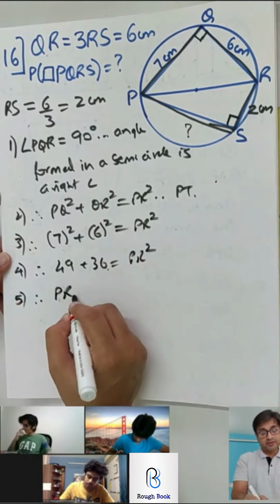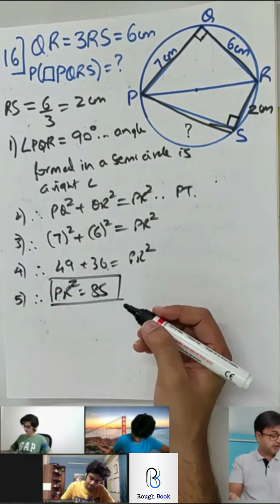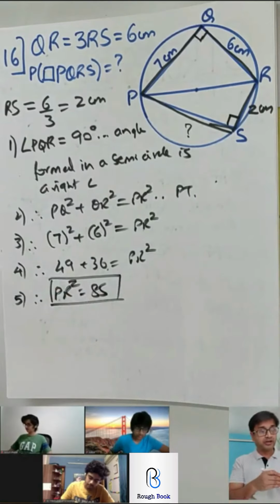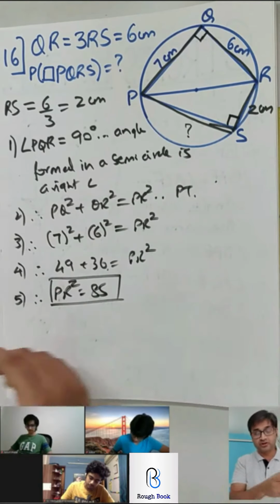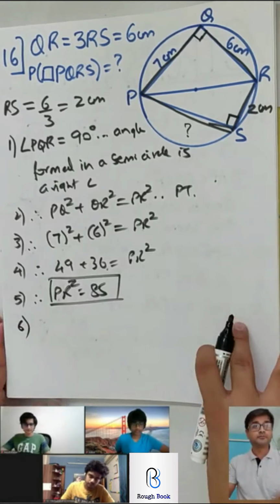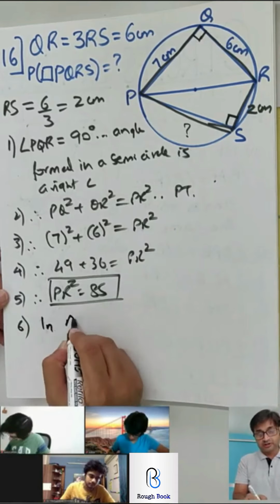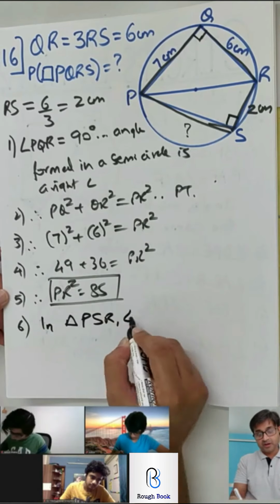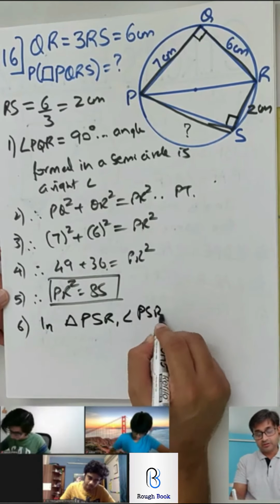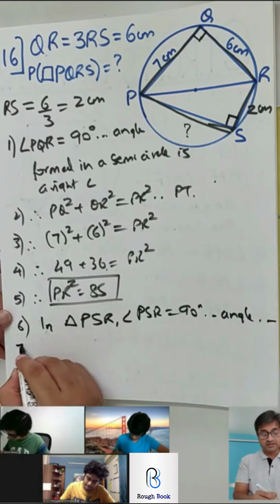And therefore we can say PR² is equal to 85. Leave it as it is, as 85. No need to even write root 85 because in the next part anyway you are going to use PR². Did you guys also get 85, the three of you all? Brilliant. So let's go for the next part. So in triangle PSR, again angle PSR equals 90. Reason would be angle formed in a semicircle is a right angle.